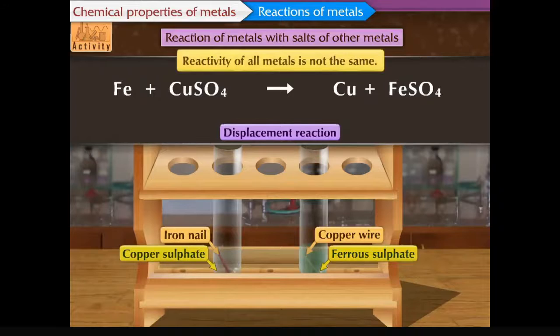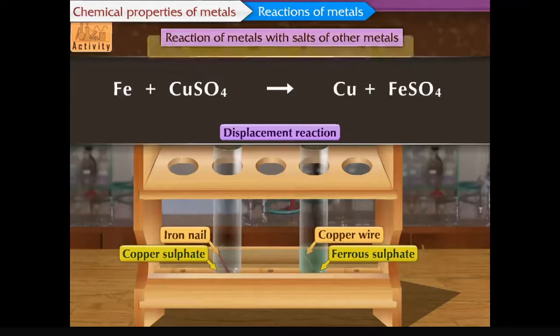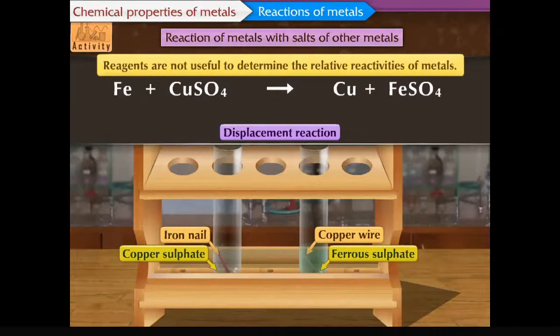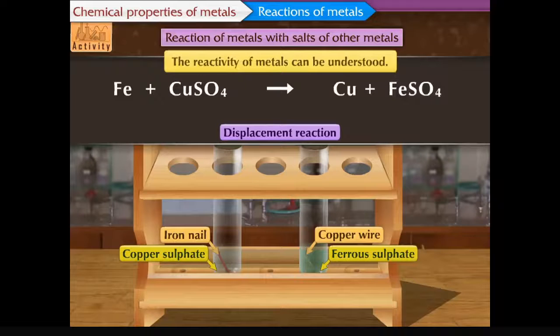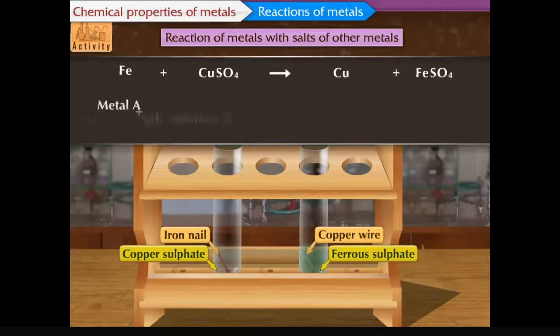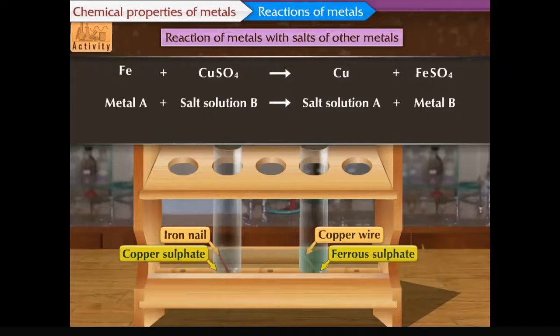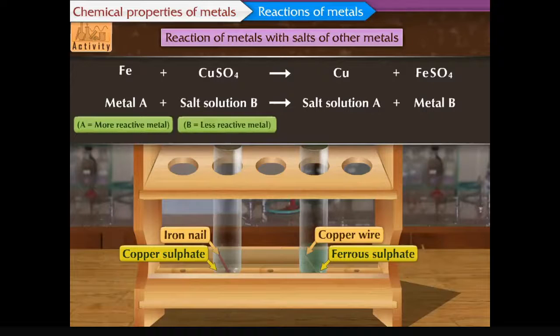We have seen that reactivity of all metals is not the same. But all metals do not react with oxygen, water, or acid. Hence, these reagents are not useful to determine the relative reactivities of metals. From the displacement reactions of metals with solutions of salts of other metals, the reactivity of metals can be understood. If a metal A displaces a less reactive metal B from the salt solution, it means that metal A is more reactive than metal B.